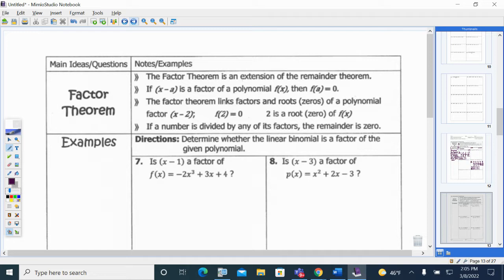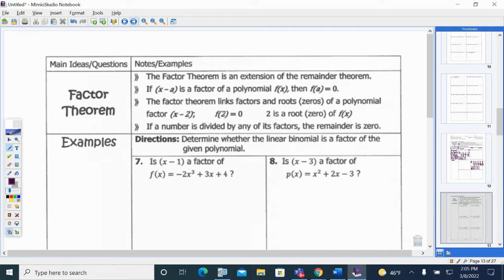Your factor theorem links factors and roots of a polynomial. So if your factor is x minus 2, that means that when you substitute in a 2, when you evaluate for x equals 2, you should get 0, because your factors give you the roots. If a number is divided by any of its factors, the remainder should be 0.